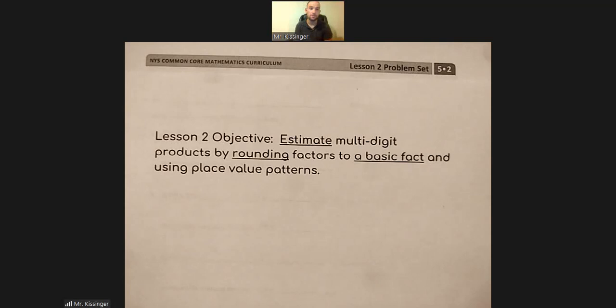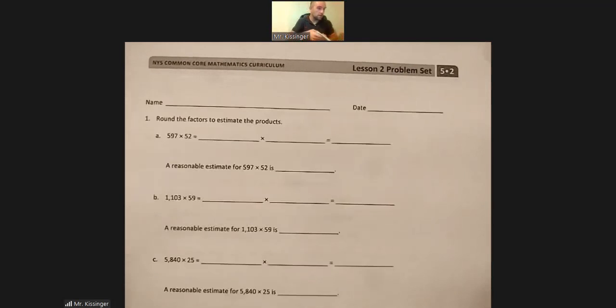In our case, we're going to try to round to at least a factor of 10, so we have a 0 at the end of our number. Sometimes we might round to a factor of 100 or a factor of 1000, but we're going to make those numbers easier for us to multiply together. So let's get started. If we look here at the top of our page, it says round the factors to estimate the products. So our first two numbers that we have 597 and 52. Now, if we were to multiply 597 and 52, that would be difficult to do just in our head.